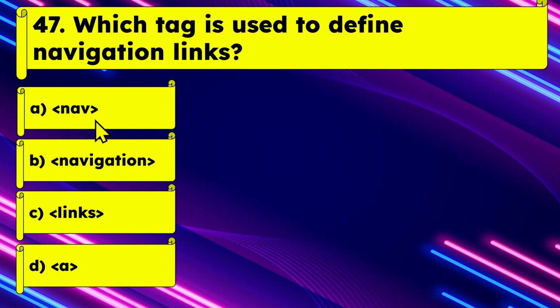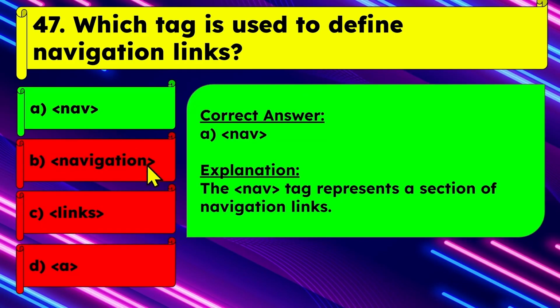Our next question is, which tag is used to define navigation links? Option A is nav tag, option B is navigation tag, option C is links, or option D is a tag. So here the correct answer is option A. As you can see, the nav tag represents a section of navigation links.